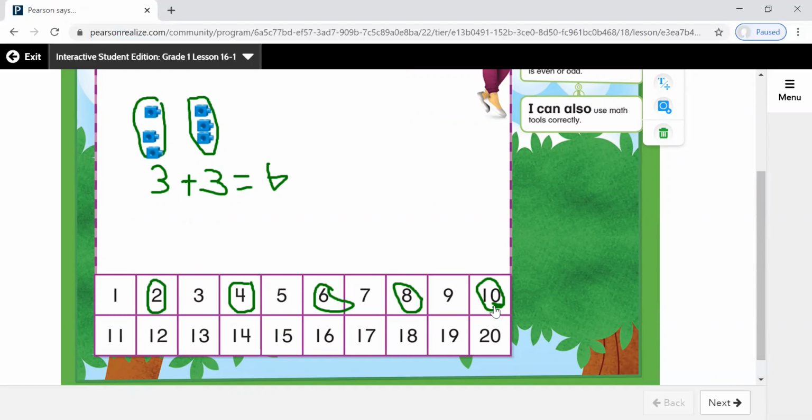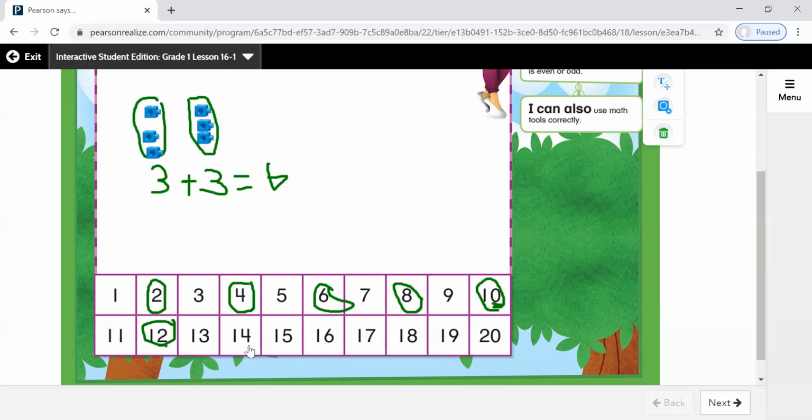Now, what about two digits number like 12? Look at the 12 here. What's the ones digit? It's 2. And I know that 2 is even. So 12 also is even number because the ones is 2.